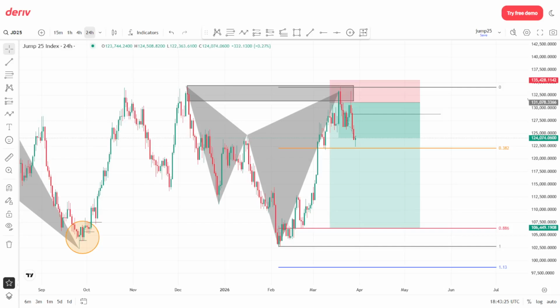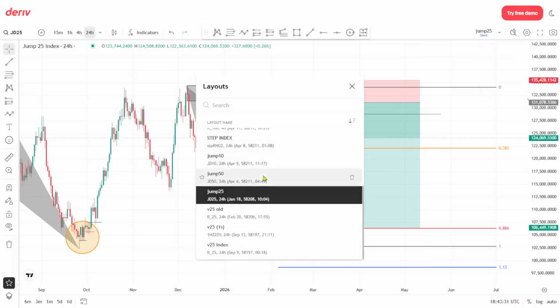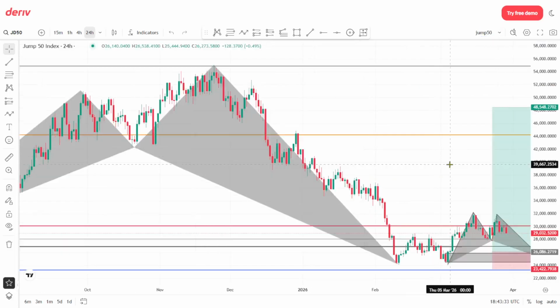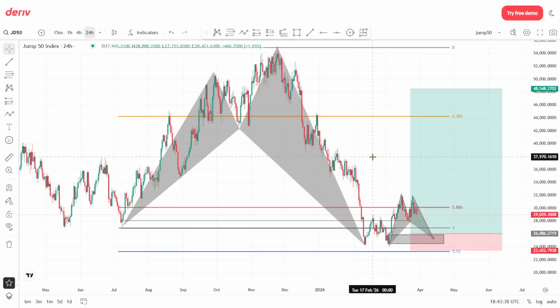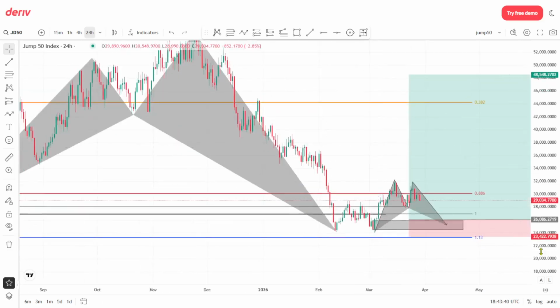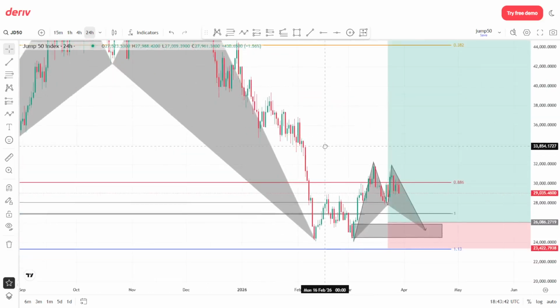Can you please go back to that Jump 50? I've actually been buying it before. Yes, this one. I've been buying it, but right now it's selling. I don't know why, because it's giving a confirmation buy on the daily.